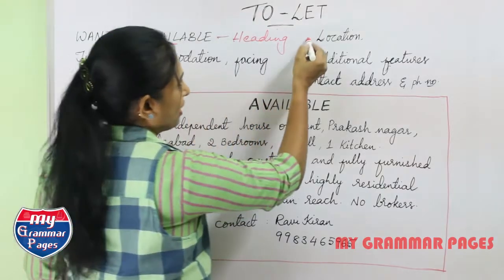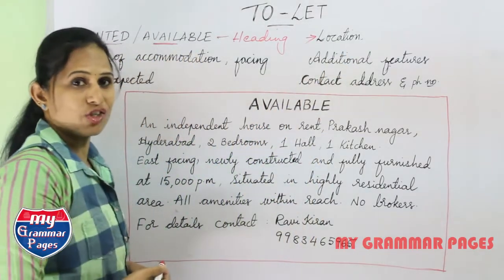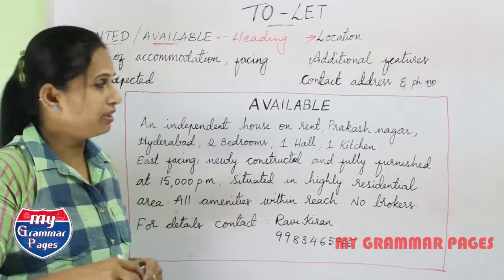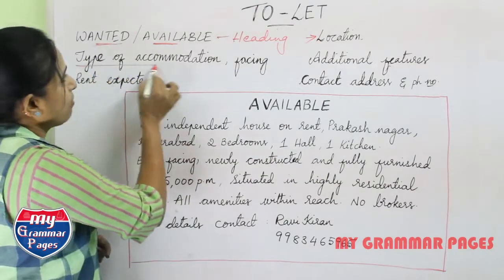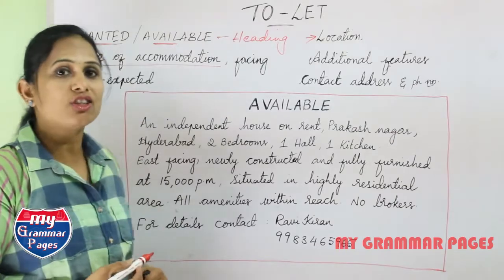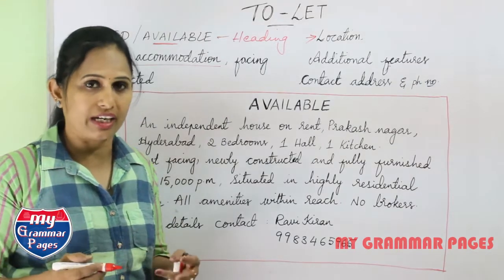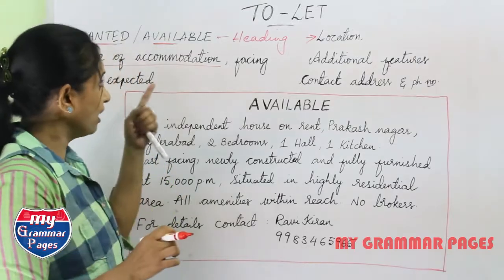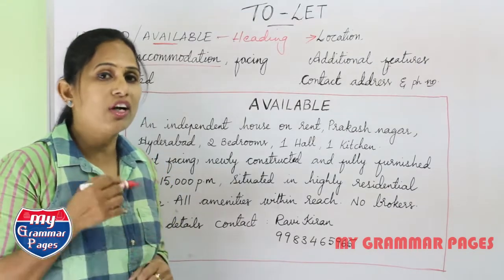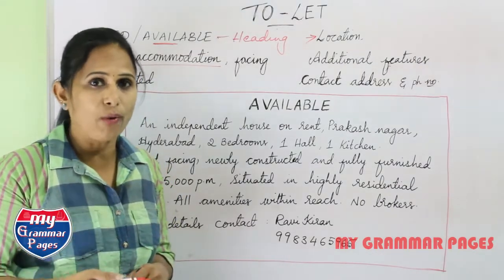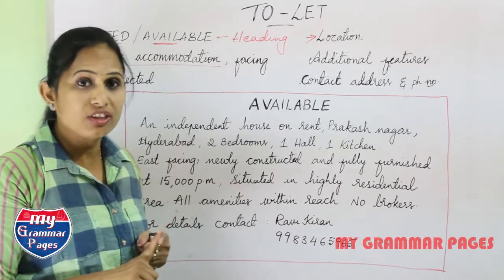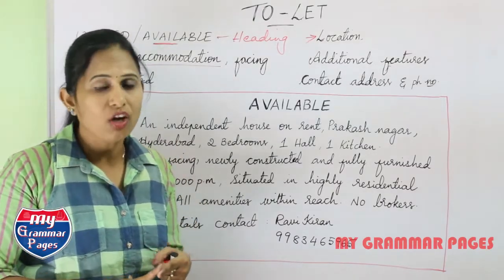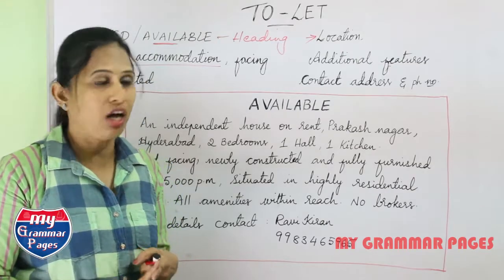Coming to the next point, which is the location. You need to share the location, I mean which area that particular house or shop is located in, and the type of accommodation. If it is a shop, a commercial area, you need to mention even the square feet, I mean the area of that. If you are talking about a residential home or house, you need to mention the type of accommodation, in the sense whether it is 2 BHK, a flat or an independent house.